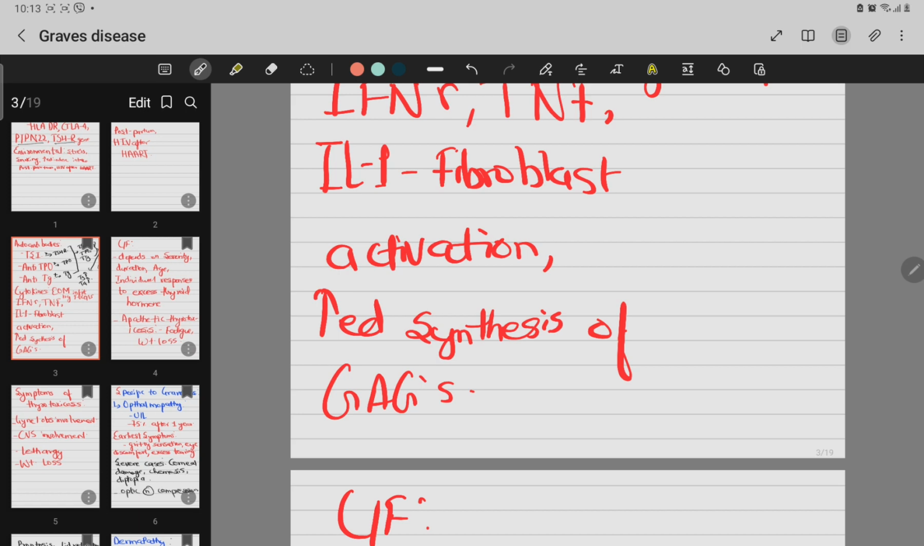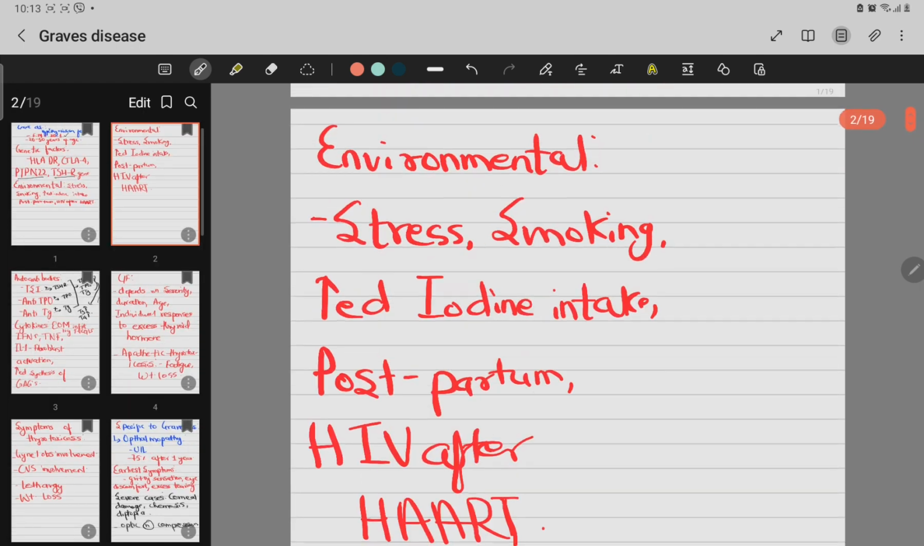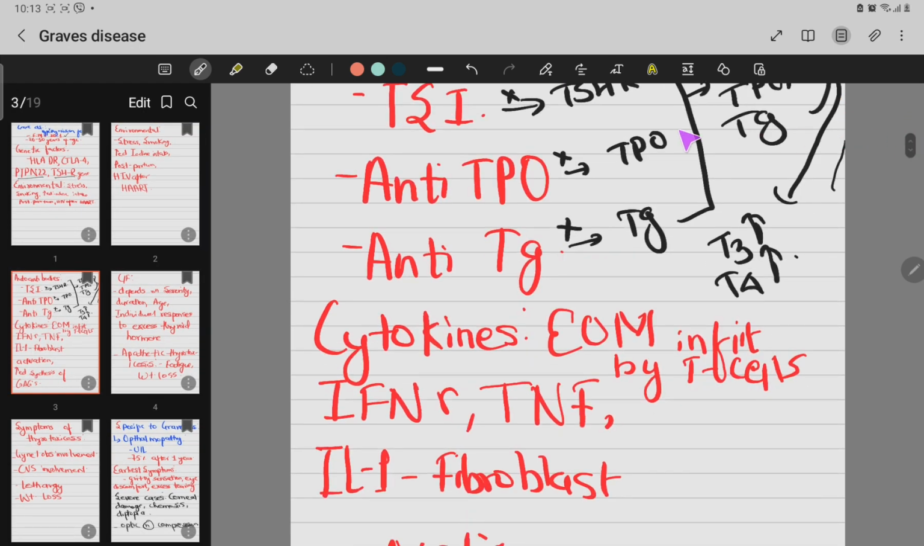Just to revise again: there are three antibodies, TSI, anti-TPO, and anti-thyroglobulin. They destroy this part, and as a result there is less TSH. Compensatorily there is an increase in the level of T3 and T4. Cytokines are also released and act on the extraocular muscles infiltrated by T cells. There is interferon gamma, TNF, interleukin 1, and fibroblast activation. As a result, GAGs, glycosaminoglycans, are released and deposited in different parts of the body.